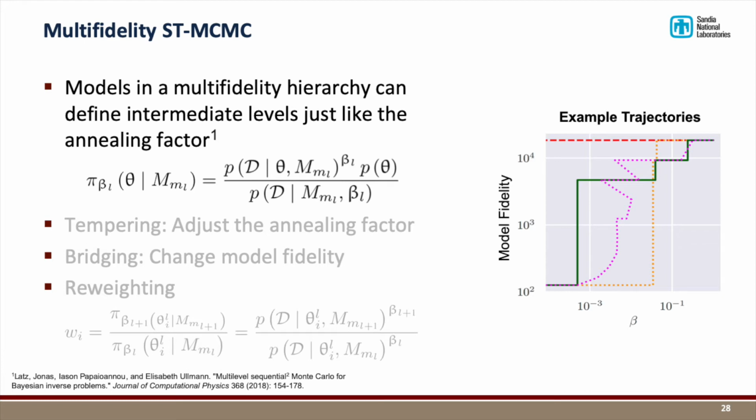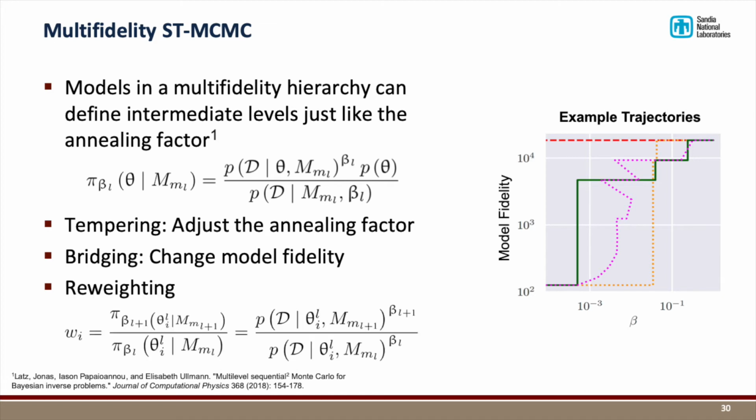In this framework, the intermediate level is defined by a choice of the model fidelity M_L and the annealing level beta_L. And there are really two types of transitions that can occur. The first is tempering, where the annealing factor is adjusted, and the second is bridging, where there's a change in the model fidelity. For this, we assume that there's a model fidelity hierarchy, meaning that a model of higher fidelity is always going to be better than a model of lower fidelity. Given a change in the annealing factor and model fidelity, we then need to transform the sample population from the current intermediate distribution to the next one, just as before, through importance resampling.